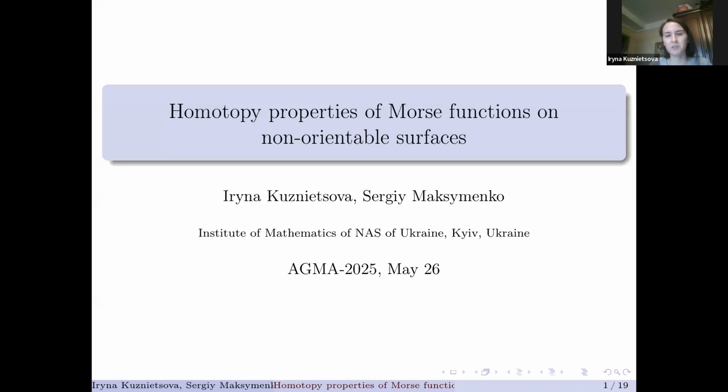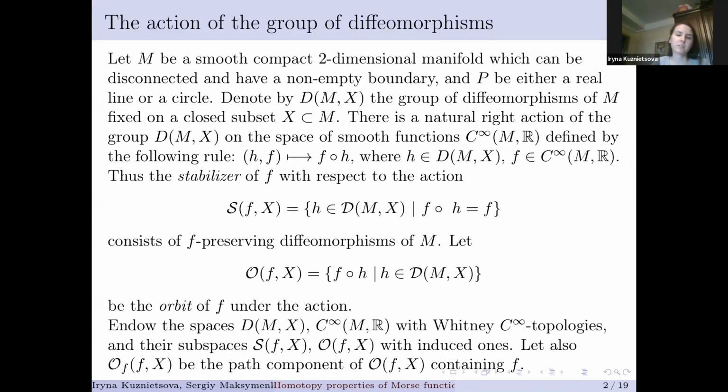Yeah, so I will be talking about homotopy properties of Morse functions on non-orientable surfaces. It is joint work with Sergei Maximenko, who was my supervisor during my PhD program. And I will start and recall definitions of stabilizers and orbits.